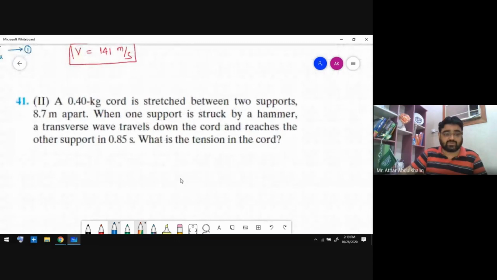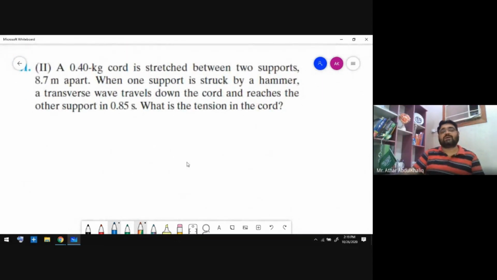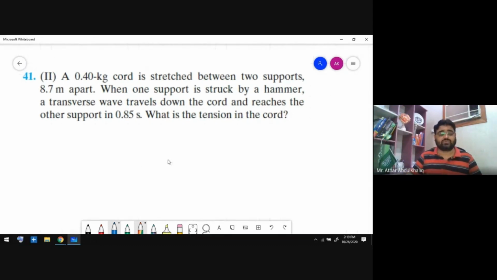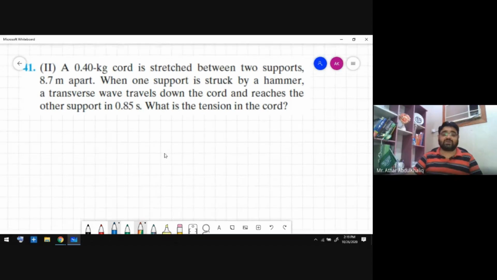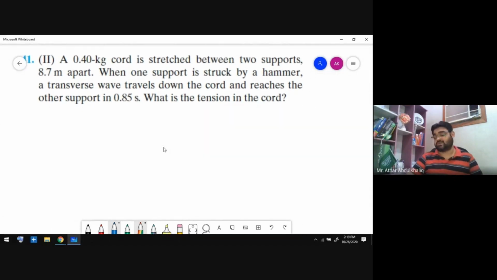Question number 41 from the exercise. This is a similar question. A 4 kilogram cord is stretched between two supports 8.7 meters apart. When the support is struck by a hammer, a transverse wave travels down the cord and reaches the other support in 0.85 seconds. So here they want us to find the tension in the cord.